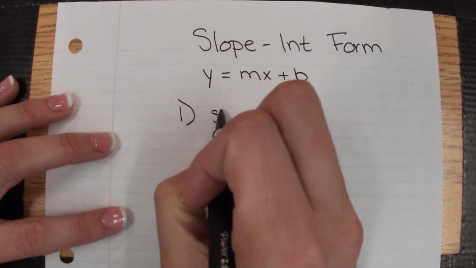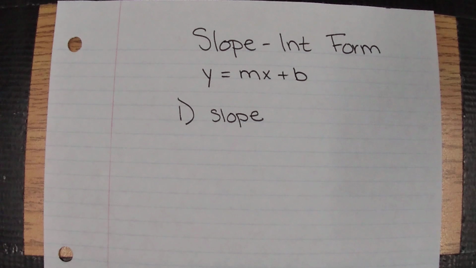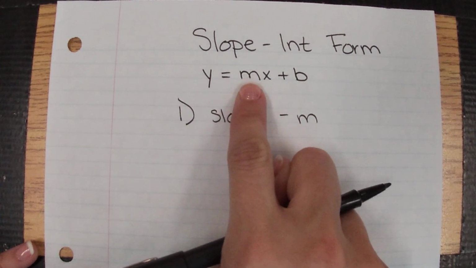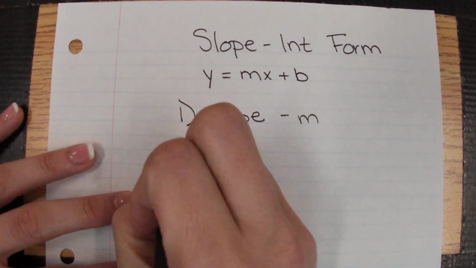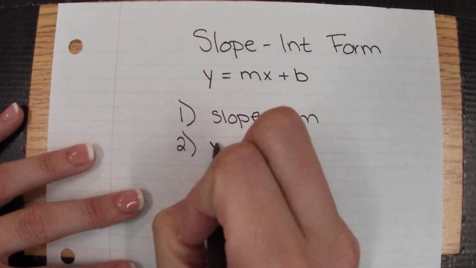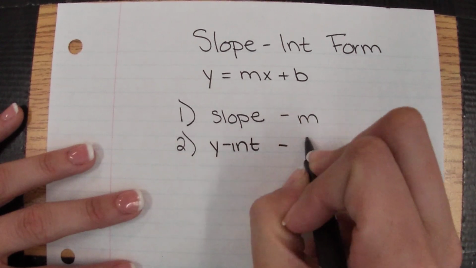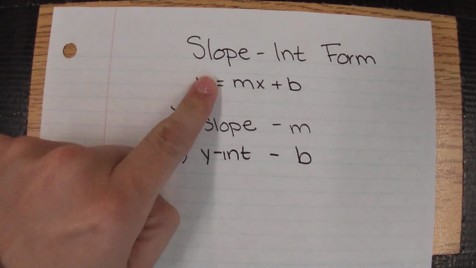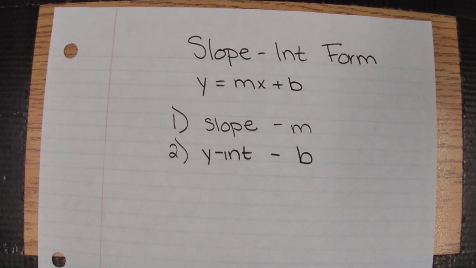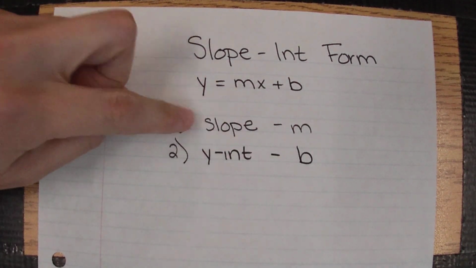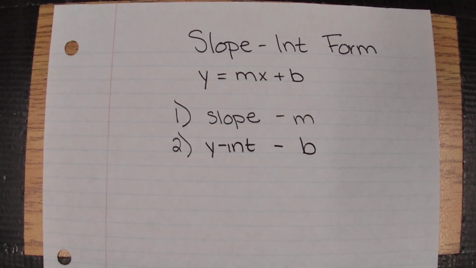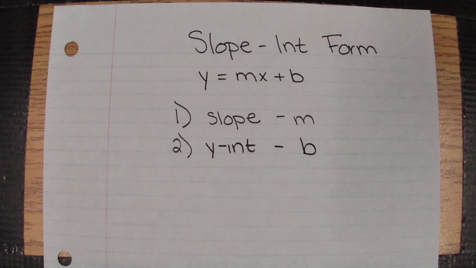There are two things that we can find in slope intercept form. The first thing that we can find is the slope. And we should know at this point that slope is represented with the letter m. So our m right here, whatever number's sitting in front of the x, is our slope. And we can find our y-intercept, which is going to be represented with the letter b. Now, mathematicians aren't always the most creative people, right? So this is called slope intercept form, and there are two things that we can find, a slope and a y-intercept.